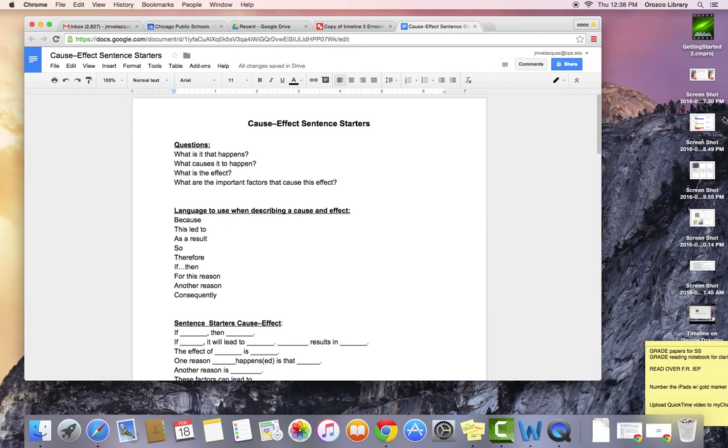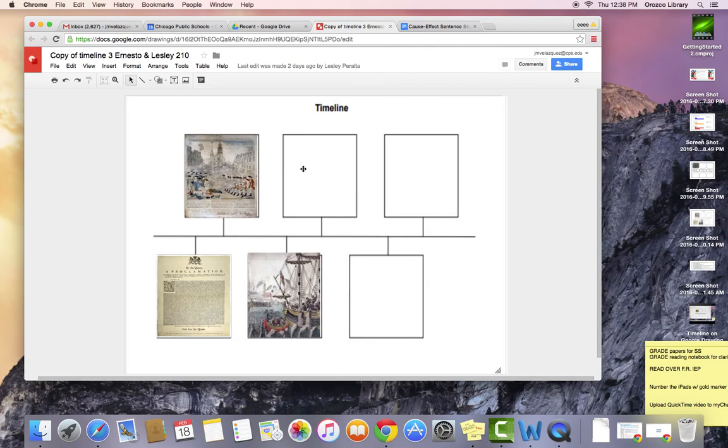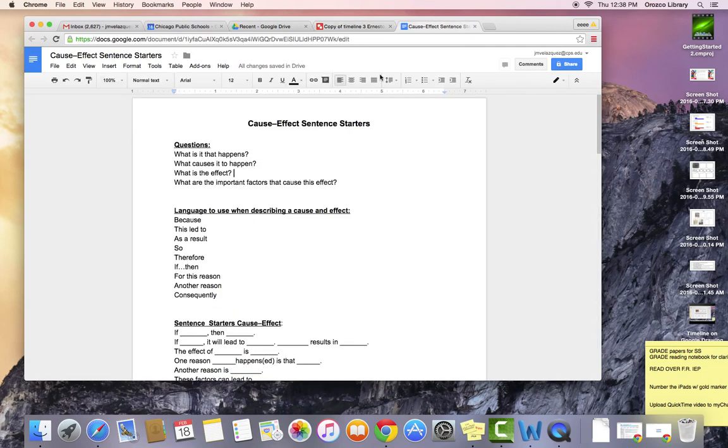And then you have, what are the important factors that cause this effect? And here is where you chose 3 events, 3 causes, and your partner chose what he or she considered important factors that cause the effect, which is the American Revolution. So in a sense, you are already doing this, thinking as you are putting together your images to correspond with the event that you chose, which in a sense is also the cause, right?